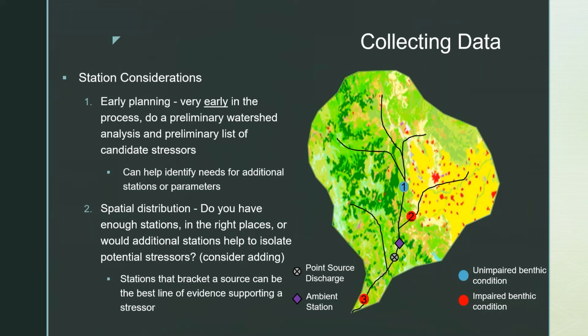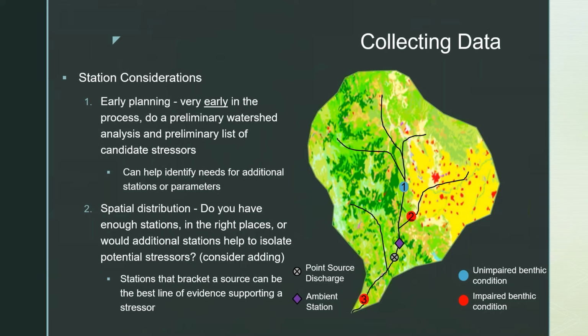I know we've all been in situations where we get started on the TMDL and we're like, oh, I wish we had more information, maybe from this part of the watershed or more information on this particular parameter. Again, we can reduce those problems if we plan early. Okay. Secondly, spatial distribution. Really important.